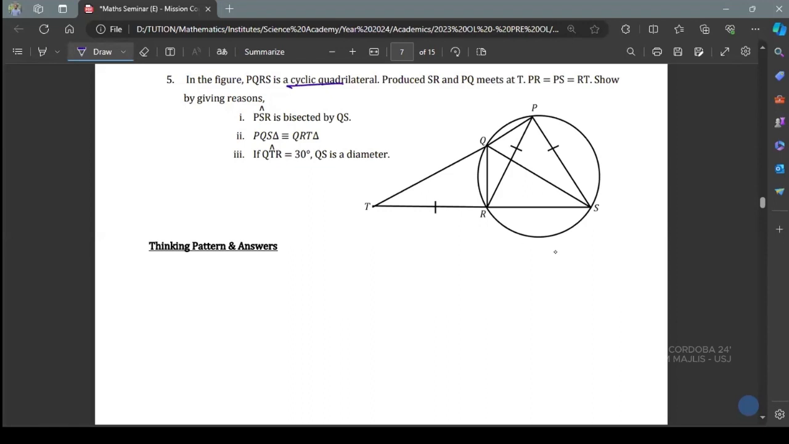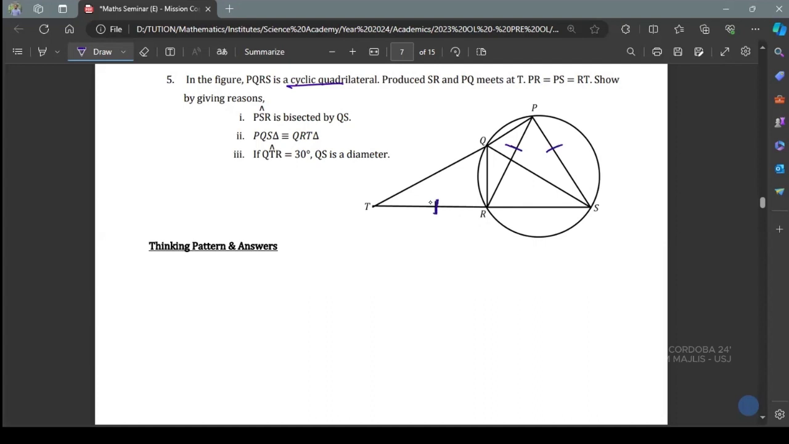Produced SR. Observe where you have SR. Here we have SR. Produced SR and PQ. This is PQ. It's produced. Produced means extended. And those 2 meet at point capital T. Listen. And then they say that PR equals PS equals RT. This PR equals this PS. It's equal to this RT also.